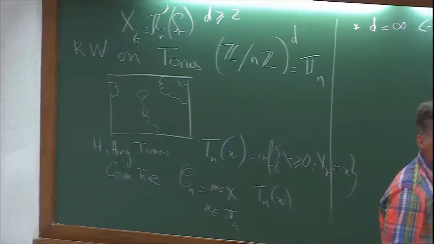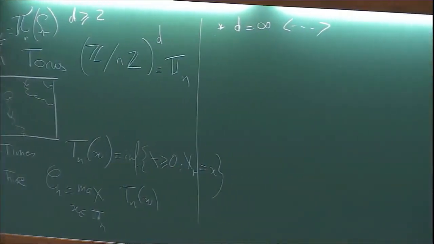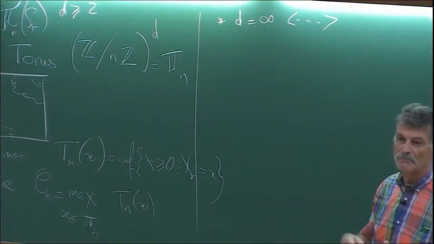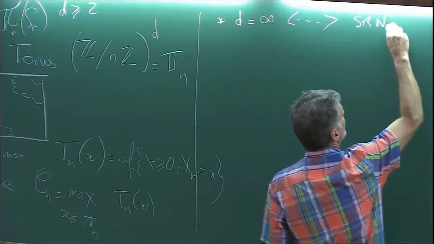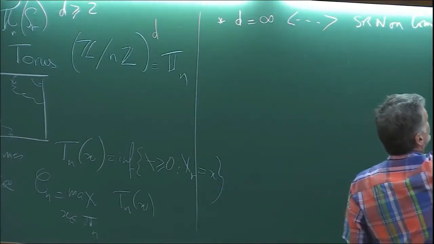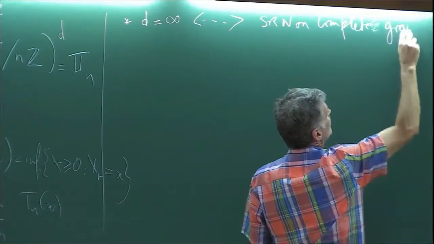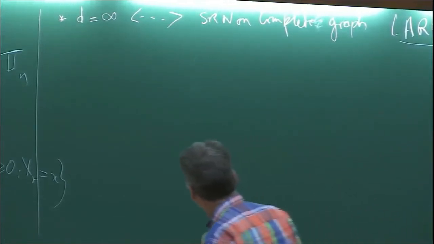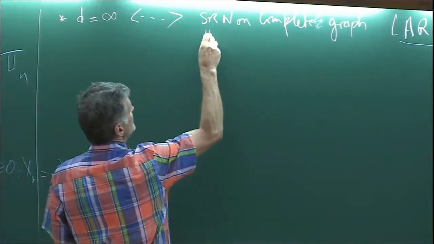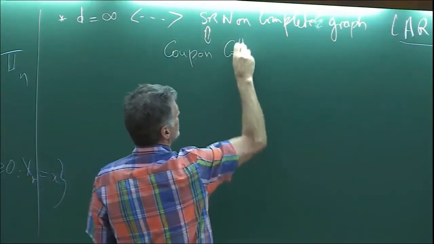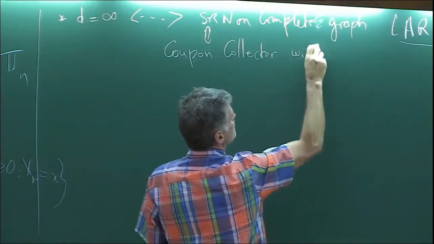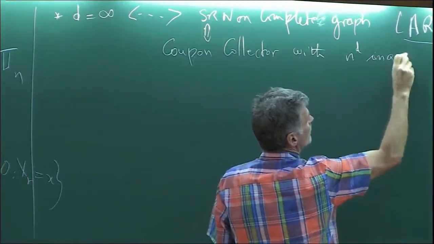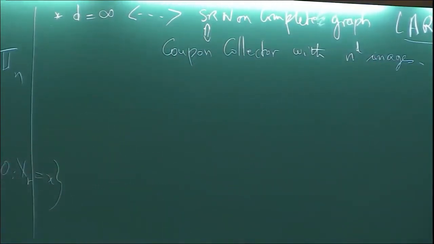So let's start with the uncorrelated case, which corresponds to d equal to infinity, where with a little imagination you can see that you have a kind of walk on the complete graph. It's just a simple random walk on the complete graph of size n^d, n^d points. But this is exactly the so-called coupon collector problem with n^d images. You have n^d images, you are picking one of these images at random at each time t, with no correlation between your picks, and you are looking for the first time when you completely complete the collection.